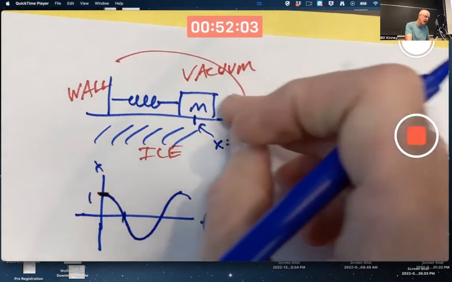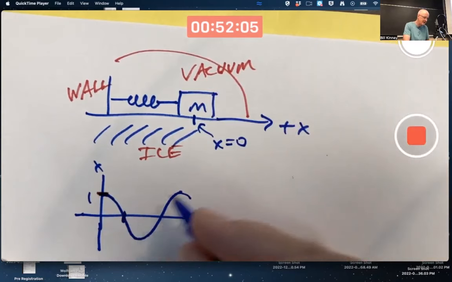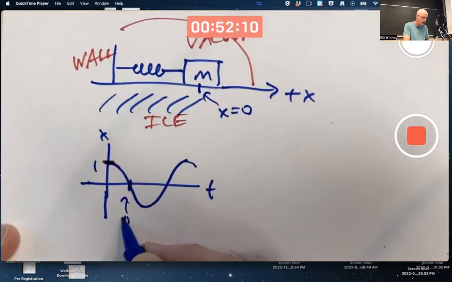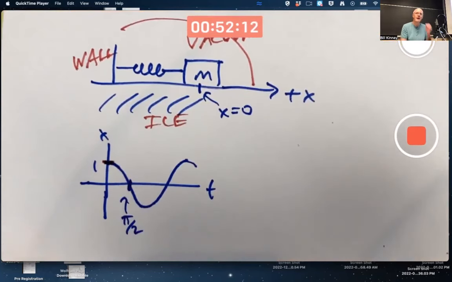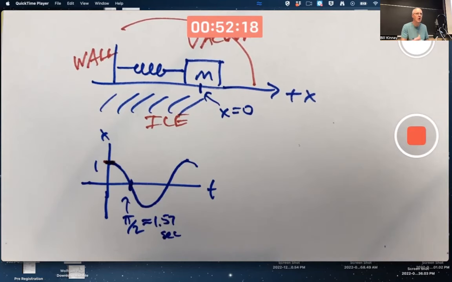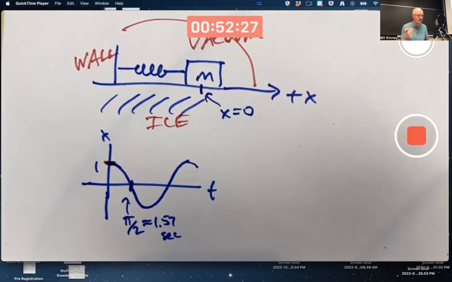The mass is going to start traveling that way, go through the equilibrium position at x equals 0 when t is pi over 2, about 1.57 seconds. It's kind of a slow moving mass. It takes 1.5 seconds just to get back to equilibrium. It's not going to go back and forth really fast here.